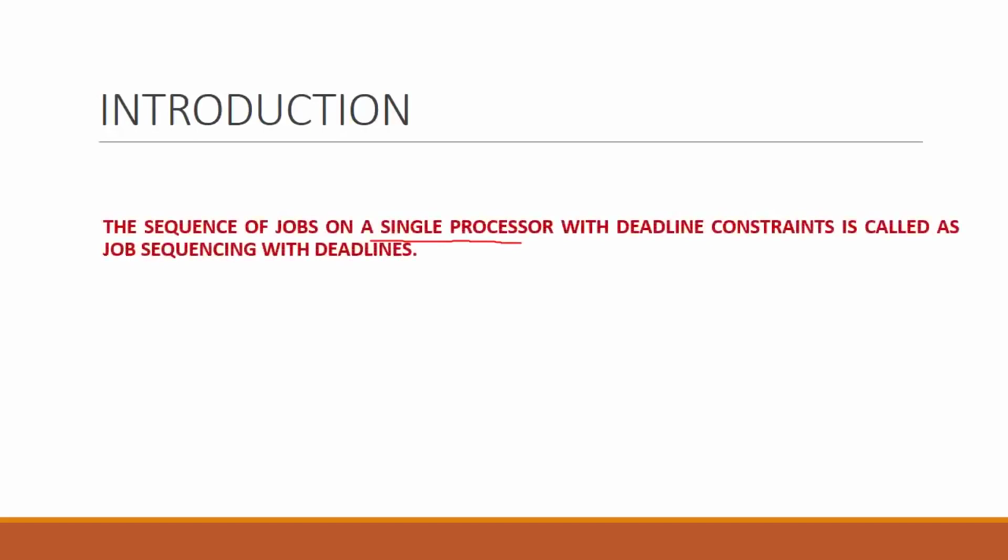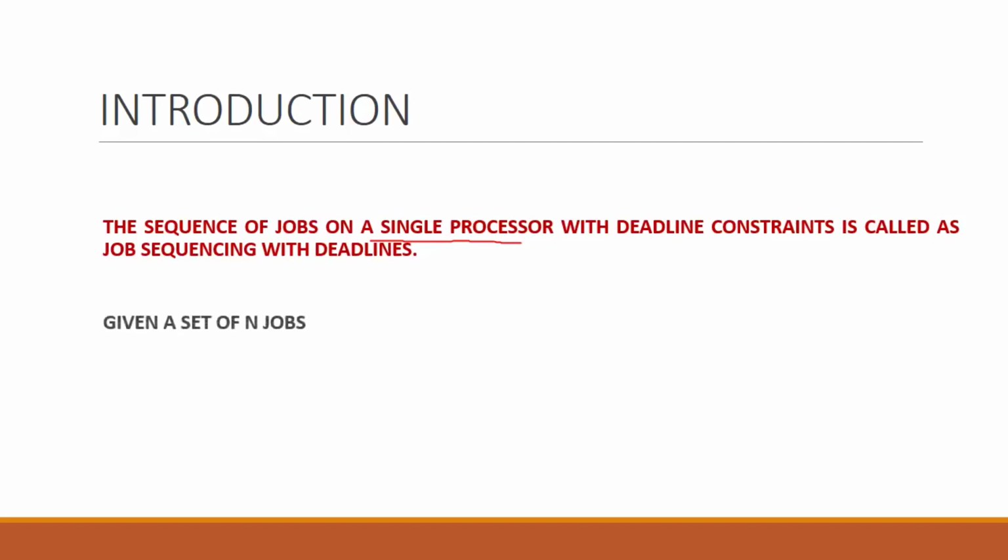Let's see what job sequencing with deadline is. It is a sequence of jobs which is run on a single processor or a machine. Remember, a single processor or machine with deadline constraints is called job sequencing with deadlines. So it needs to have a set of n jobs.